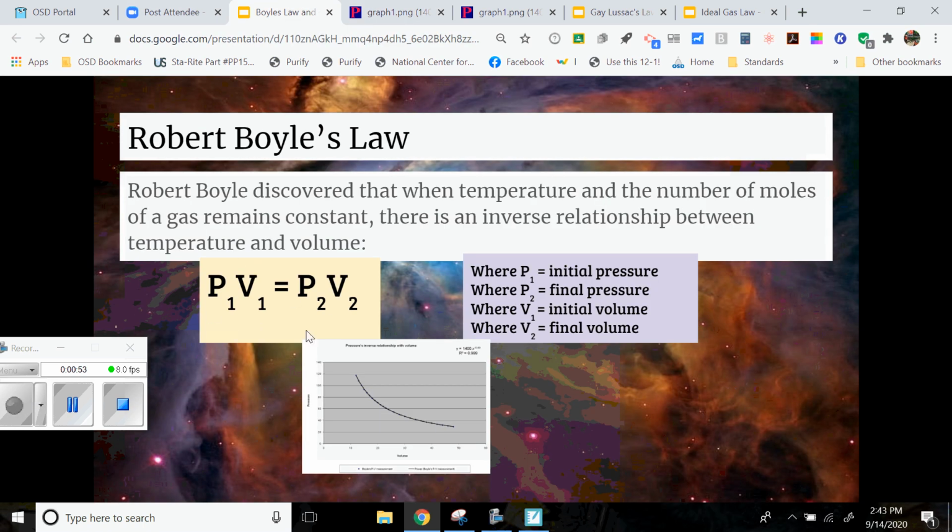So to show this inverse relationship, the formula looks as follows. The initial pressure times the initial volume is going to equal the final pressure times the final volume. And I've defined those variables here. I'm going to give you a moment to take that down into your notebook, and then we'll move on to the next slide.